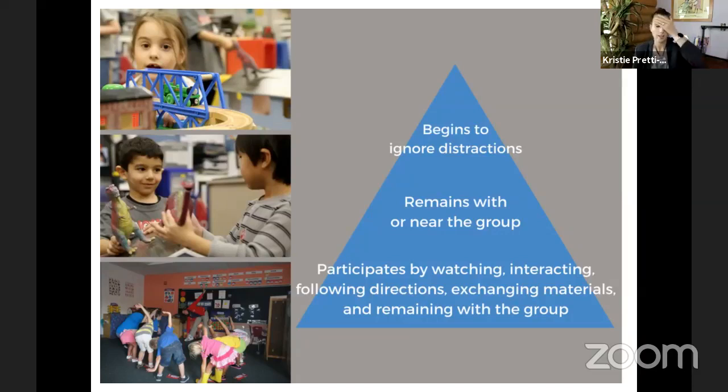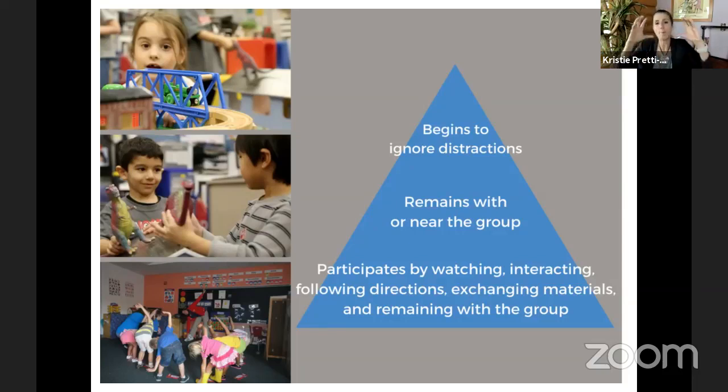Whew. Okay. I hope, Jen, my wish for you is that every one of your kids this year can participate. The likelihood is about 0, meaning they're going to be learning how to watch, how to interact, how to follow directions, how to exchange materials, how to remain with the group. Even remain with the group. What do we mean? Near the group or crisscross applesauce hands in the pot, as they say in New York, which is a horrible phrase.